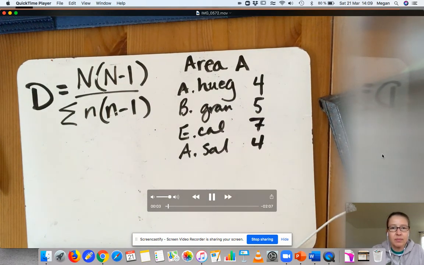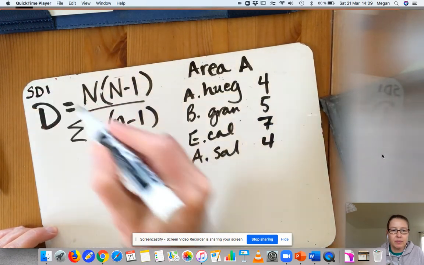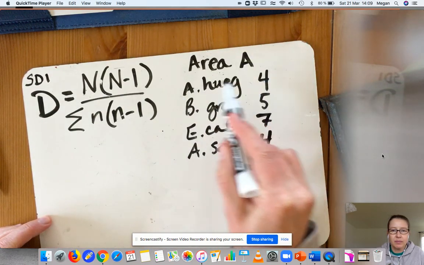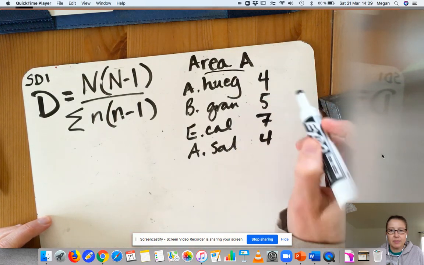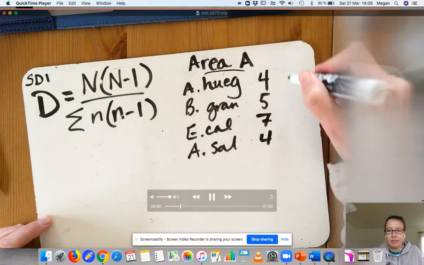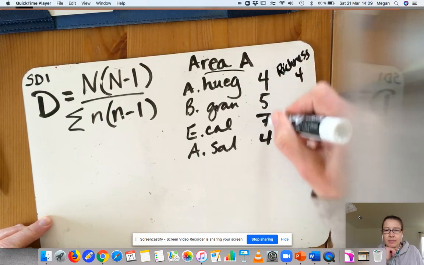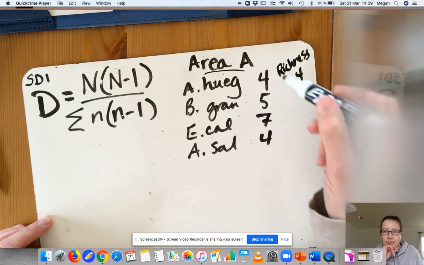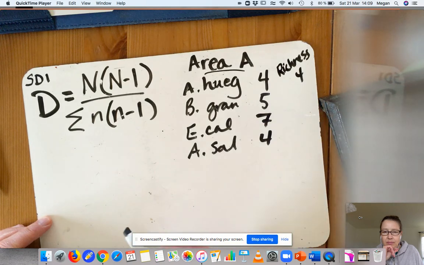Okay. So here is an example about how to do Simpson's Biodiversity Index. Simpson's diversity index, this is the reciprocal. And here's our equation, and here is area A from our example that we were doing with the PowerPoint. So here are the 4 different species. So we know that the richness is 4, because there are 4 different species. And evenness in this case is relatively subjective, but we'll compare that to area B in a little bit.